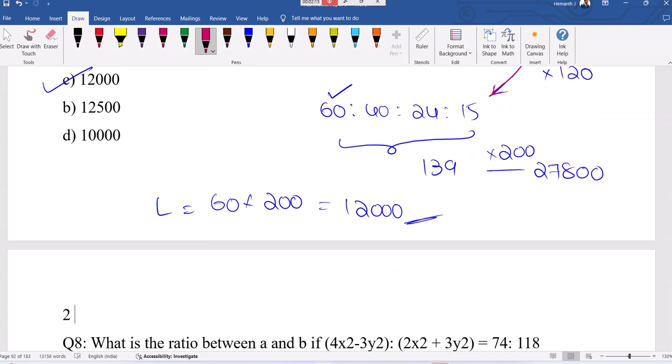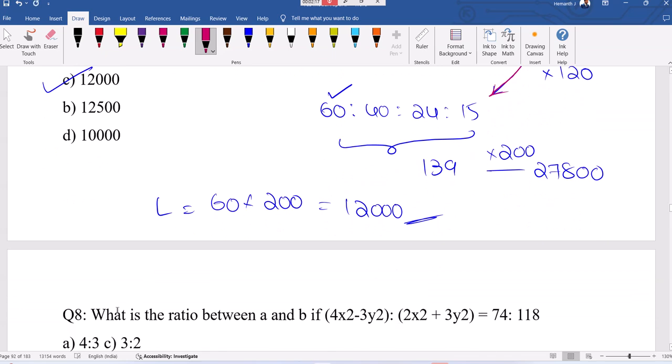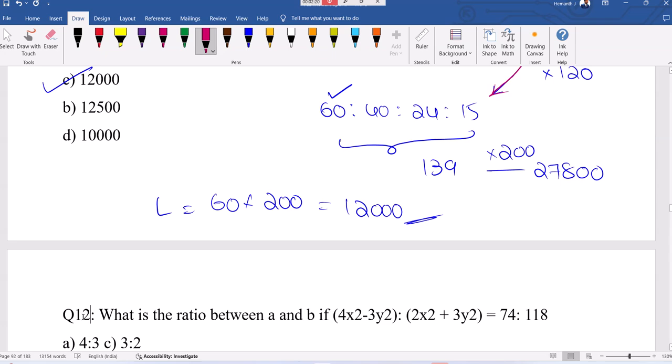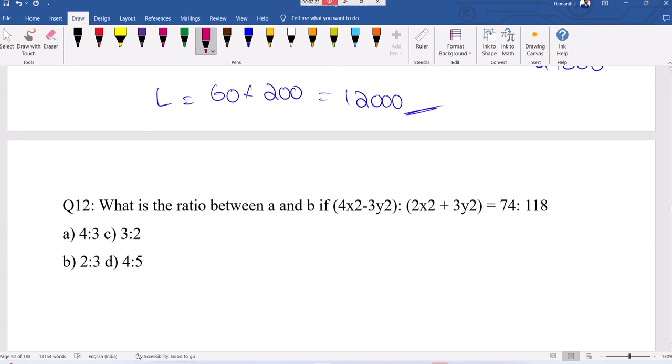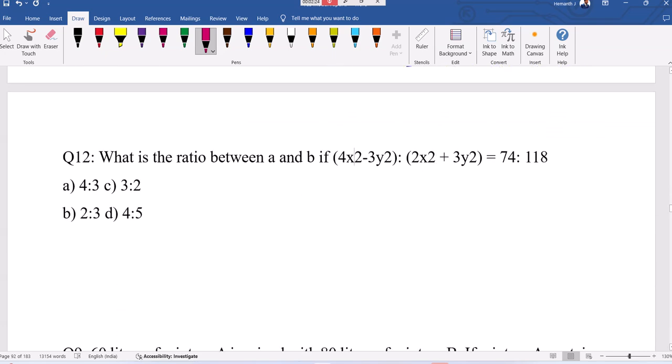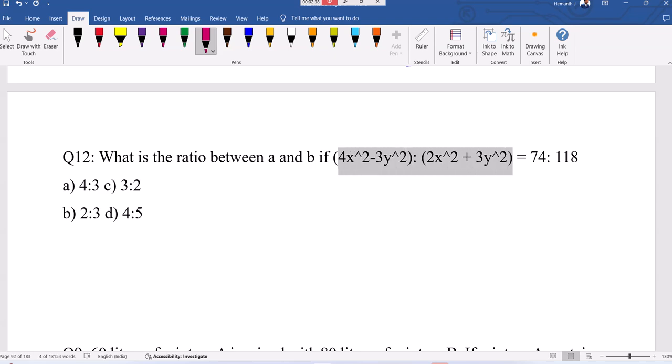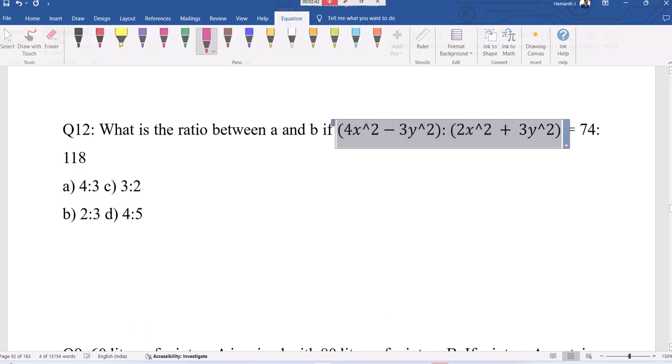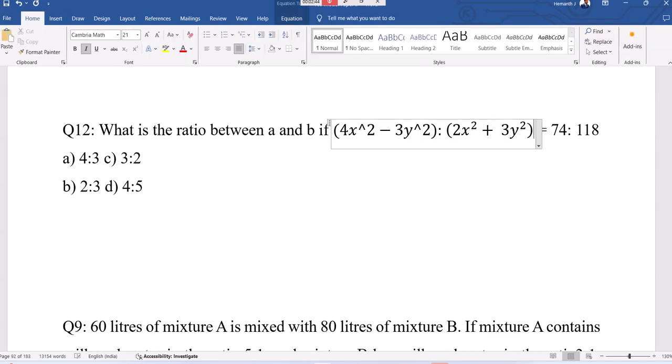Now, see the next question, the 12th one. This is 4x square, this is 3y square. Here 2x square, 3y square. What is the ratio between A and B? How will we get A and B? Here maybe x and y. Sometimes they make small mistakes like this. We should understand and go with the question.